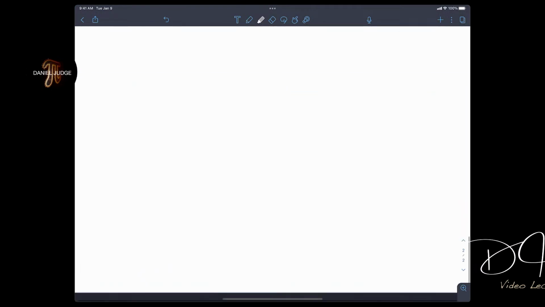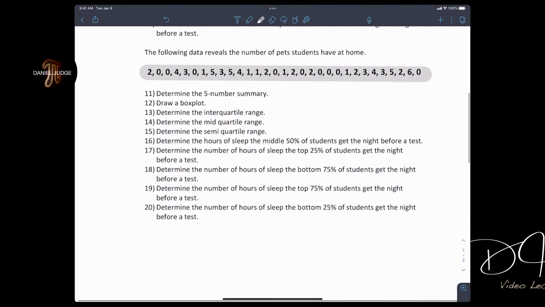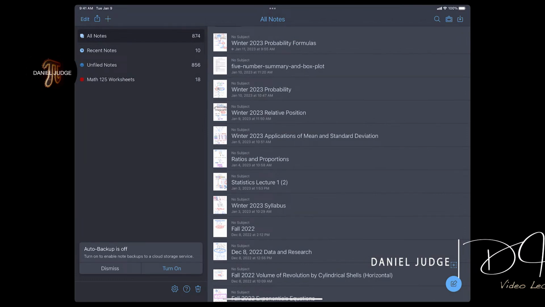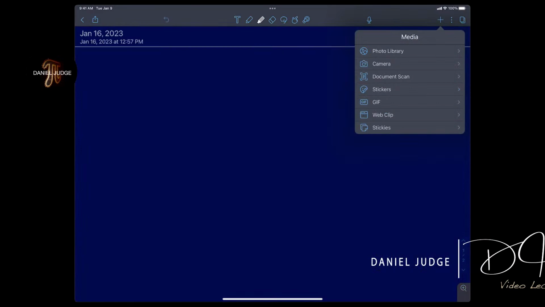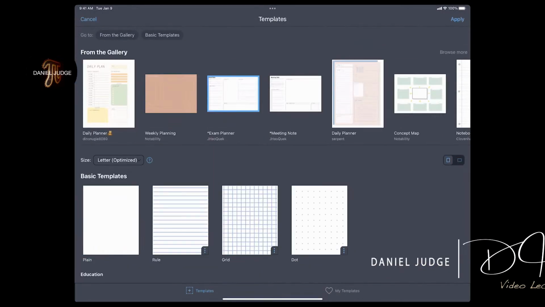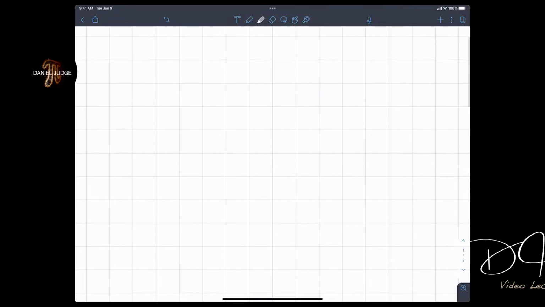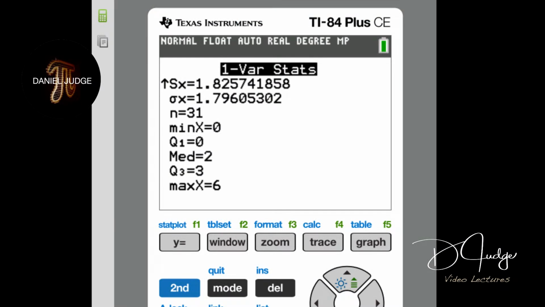However, I think we're going to need some graph paper here. Anyway, let's go back to some graph paper and see if we can do that. Okay, that might be okay. So, all right. So for number 11, the 5-number summary, let's see what we have. The TI says what? Remember the definition. Minimum data value, first quartile, second quartile, third quartile, and the maximum value.